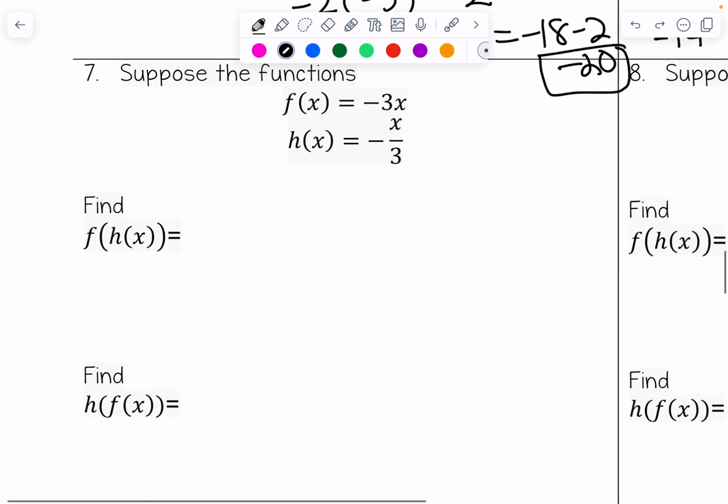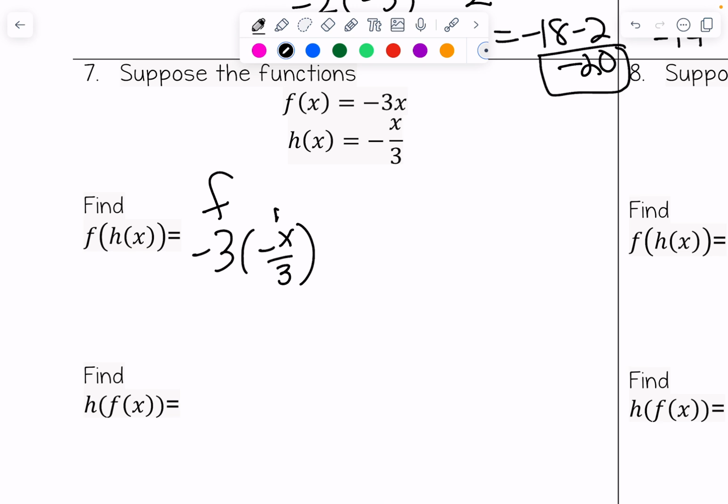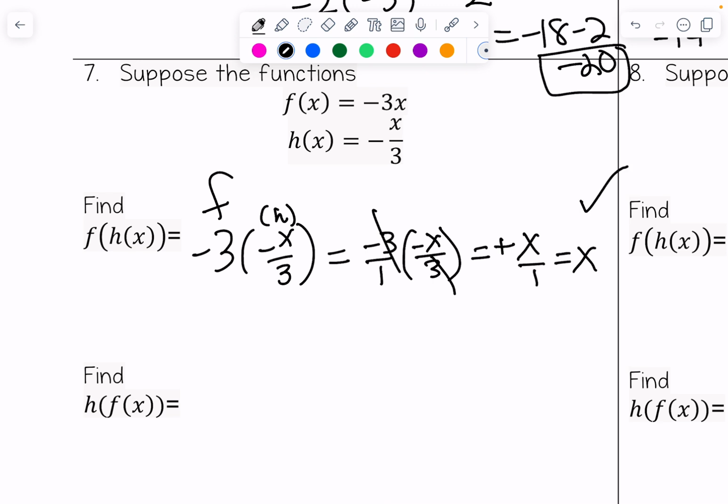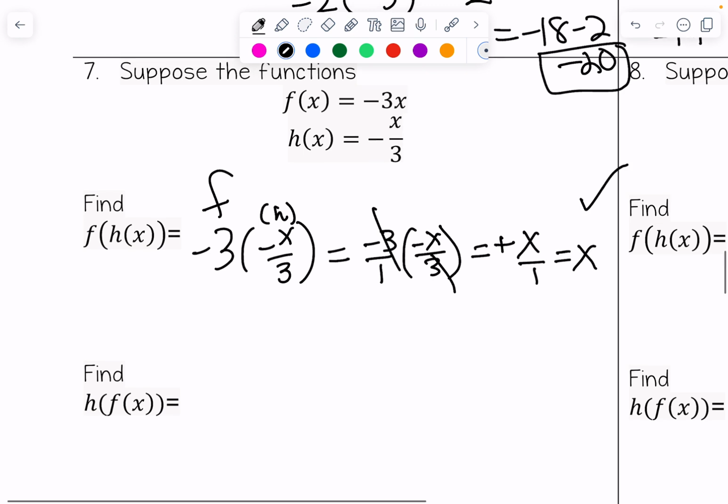So here we go. I'm putting h of x, which is negative x divided by 3, in the spot of the x here. So negative 3 comes on the outside. This is f of x with h of x on the inside. So here we go. We solve this. Negative 3 over 1 times negative x over 3. A negative times a negative is a positive. And the 3's cancel out, and I'm left with just x over 1, or x. So that worked out. Let's see if the other way works as well.